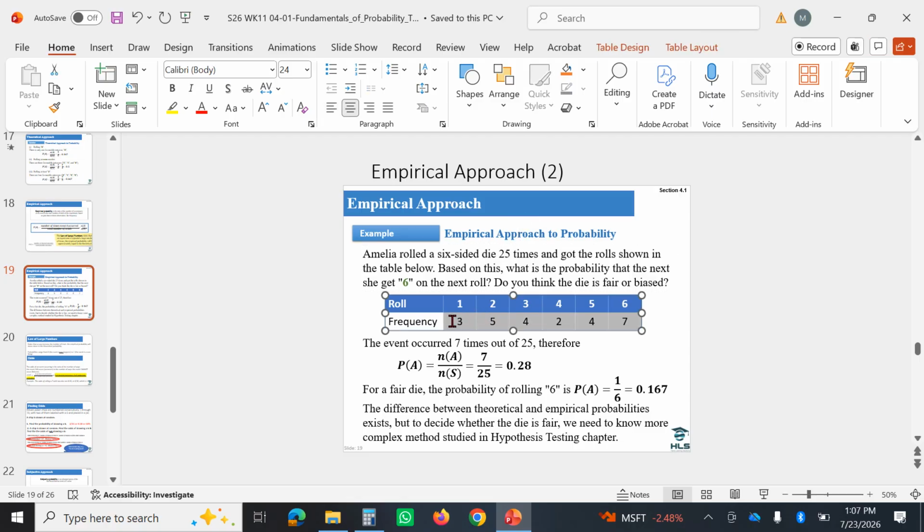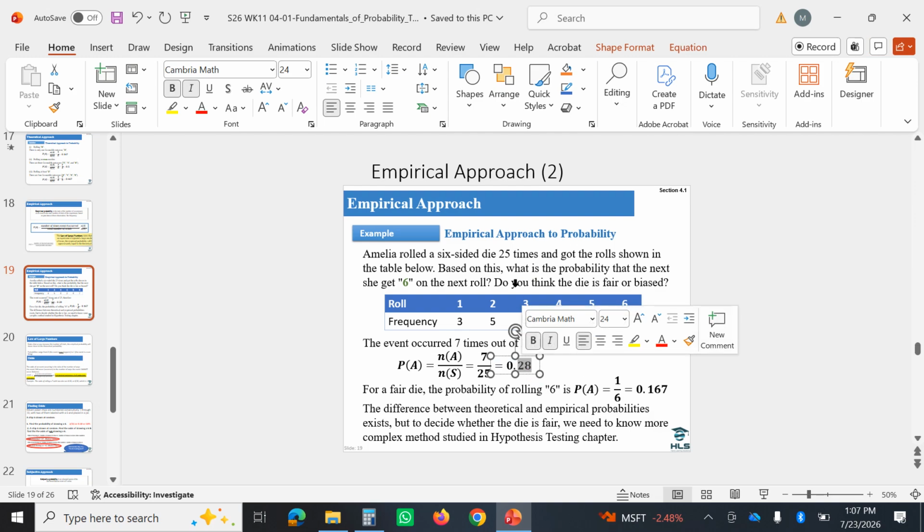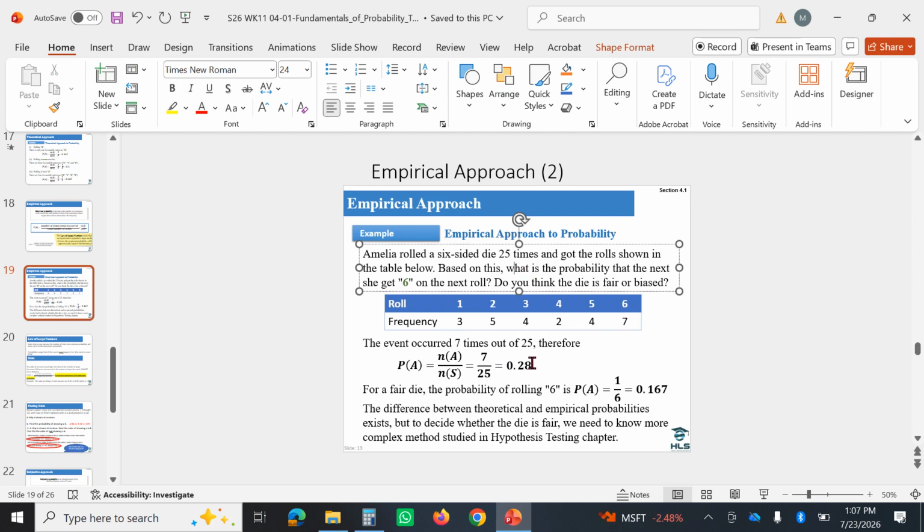If you add all these up, you get 25. So my empirical probability for this particular case was that Amelia got a 6 28% of the time, which is not what it should be, right? Because when we're talking about a dice, there are 6 faces on it. If it's a legit dice, you have a 1 in 6 chance of rolling any of the numbers, 16.7%. Well, what's going on here, people? Amelia rolled a 6 28% of the time.